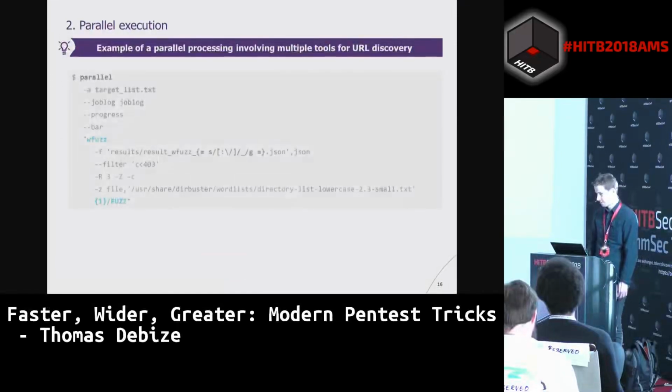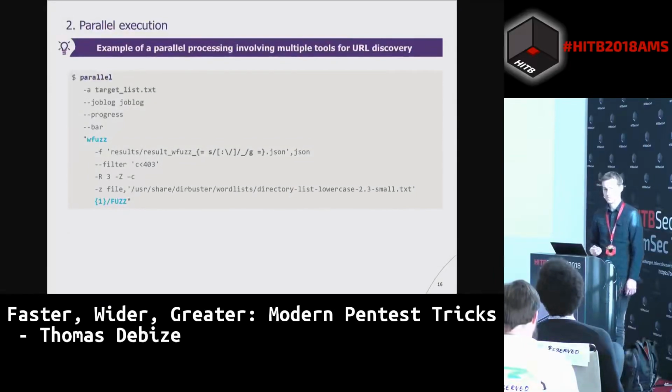Let's apply this technique to a common pentesting action, URL enumeration. I'm using wfuzz here because it outputs CSV and JSON. So for the record, here I'm not using CSV.